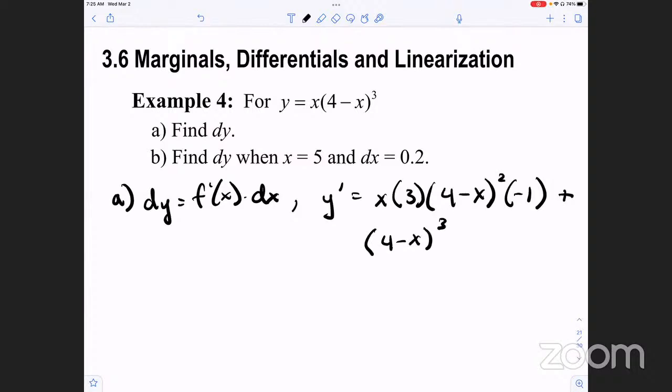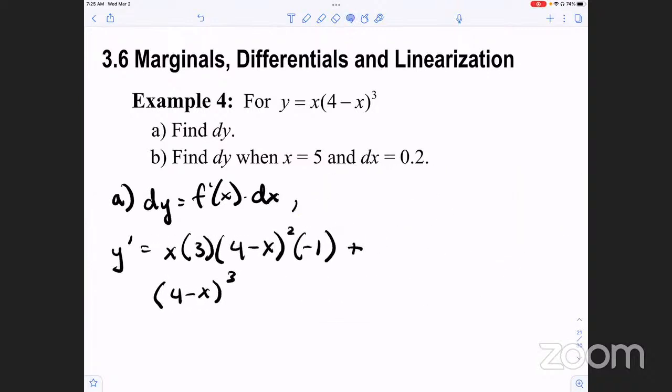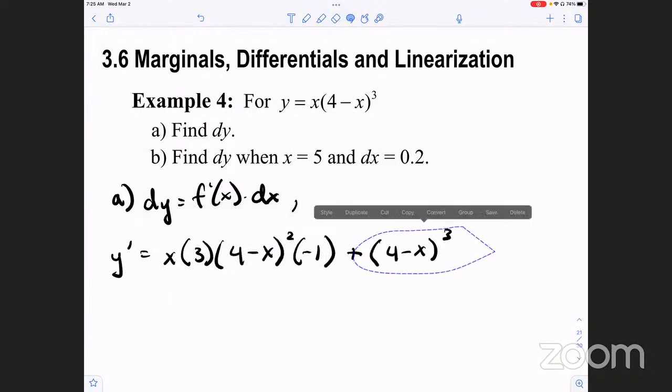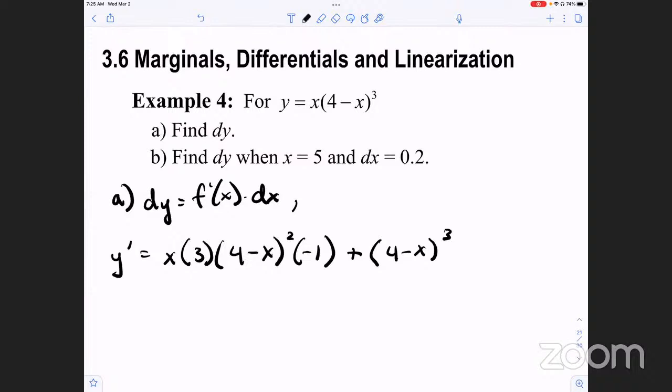which is 1. So what I'm going to do is move this down just to get it on one line. I'll put it here. And dx, so then for part A, our dy is going to be f prime, which is all of this.